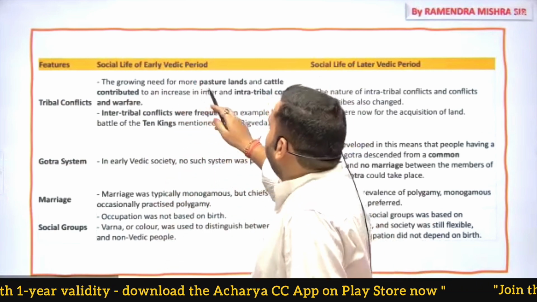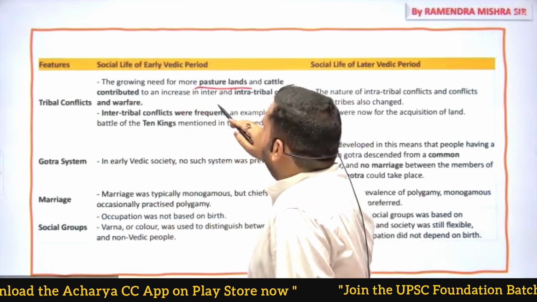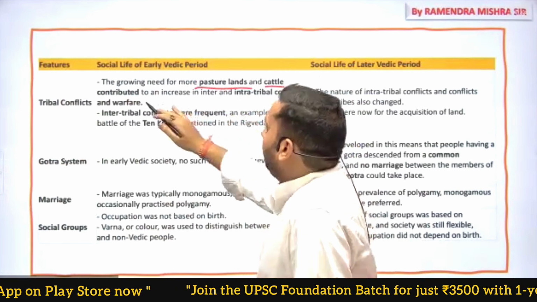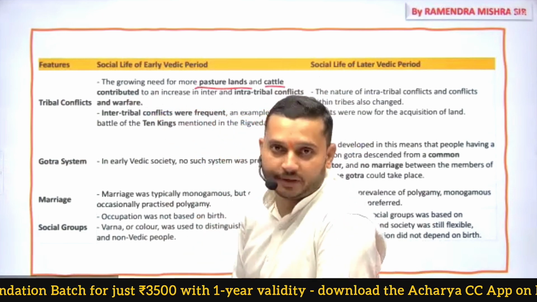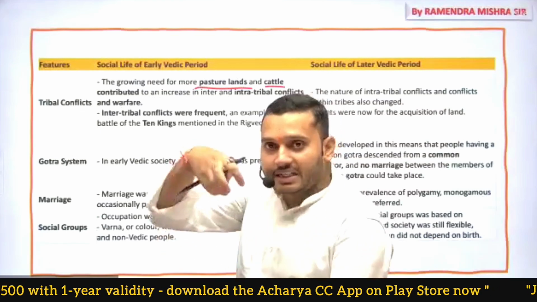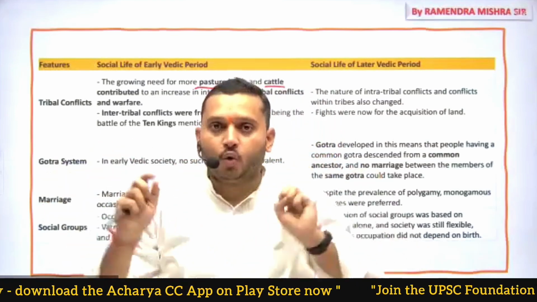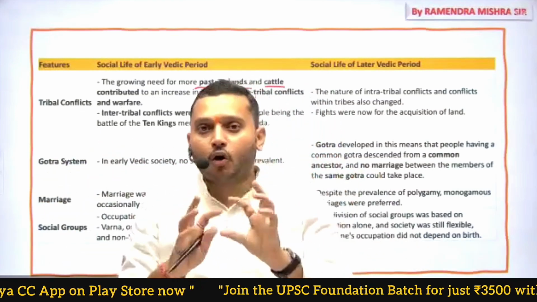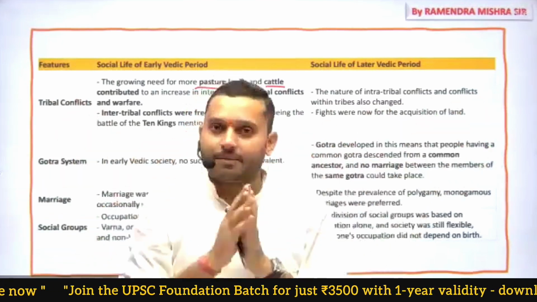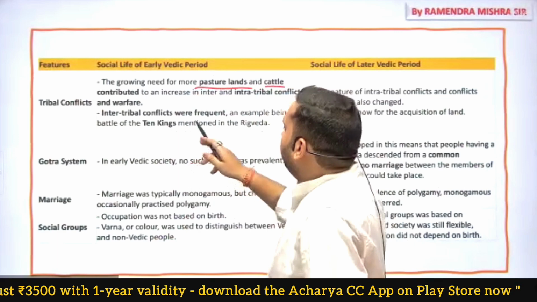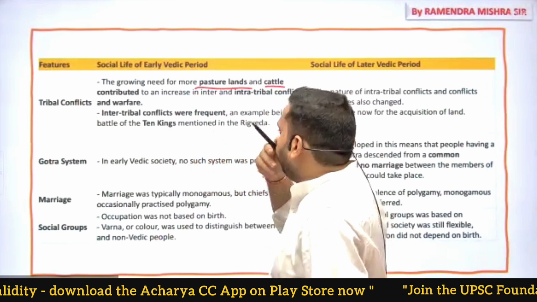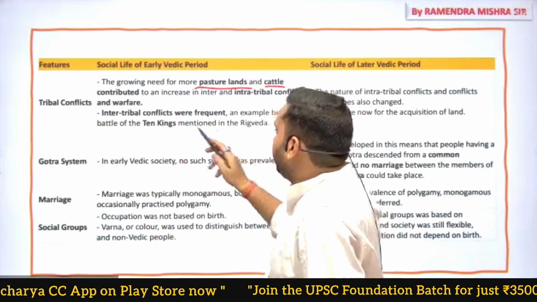The growing need for pasture lands and cattle contributed to an increase in inter and intra-tribal conflicts and warfare. That means in the same tribe, there can be war between two groups, and war also can be between various tribes. So first one is inter and intra. Inter-tribal conflicts were frequent, an example being the battle of the 10 kings mentioned in the Rigveda.